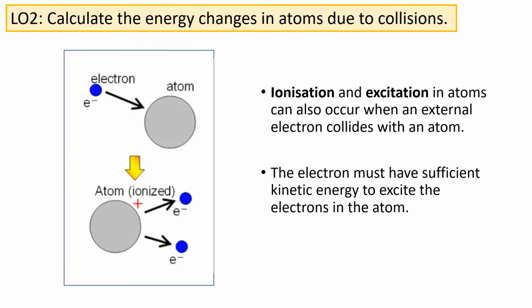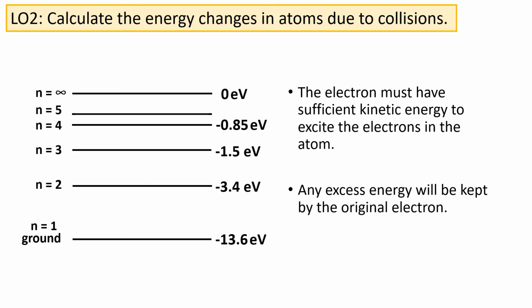So far, we've discussed ionization and excitation in terms of the absorption of photons inside atoms. However, there's another way these processes can occur. Instead, an external electron can collide with an atom. This electron, assuming it has sufficient energy, can cause electrons inside the atom to become excited or even ionize completely from the atom. While the electron must have sufficient energy to excite the electrons inside the atom, any excess energy will be kept by the original electron.